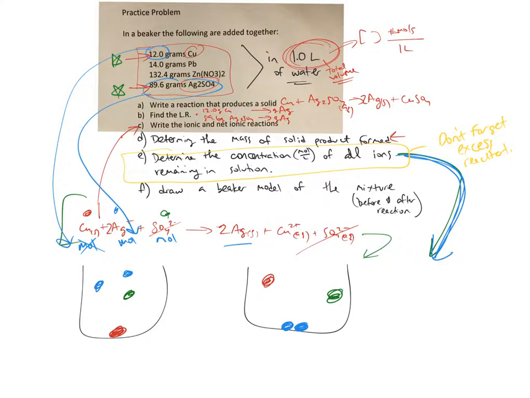How much do you actually have? How much is your product? How much is your reactant? Is there any excess reactant? How many ions are in there? So be really thorough when you are looking to that, and you should be good to go.